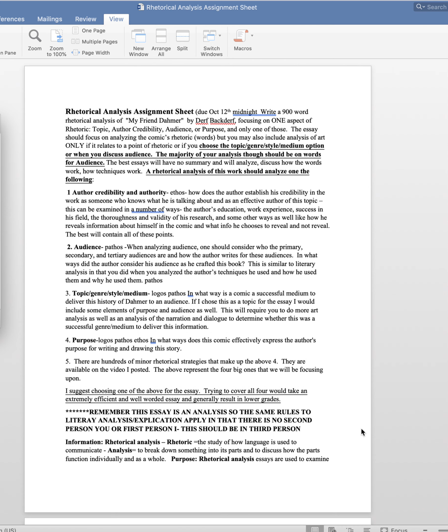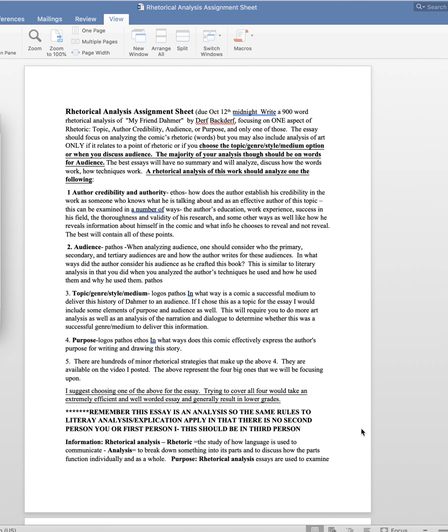Things to consider are the author's education, work experience, success in his field, thoroughness and validity of his research, and other ways that he reveals information about himself or herself. For instance, in this comic, Backderf reveals a lot of stuff about himself that's not flattering. Also, control of use of grammar, punctuation, sounding like you know what you're talking about, reputation. All these things increase author credibility and authority. And those are techniques you can use as well. That's what ethos is. Ethos is author credibility.